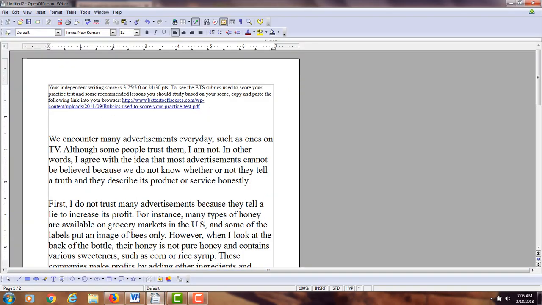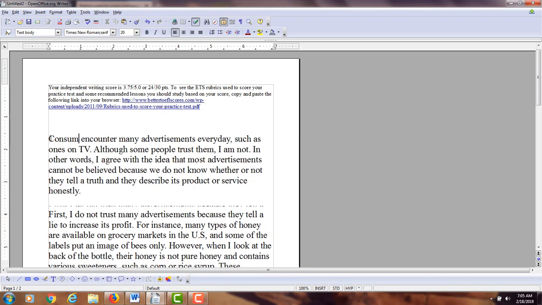Okay, let's look. So you say, we encounter many advertisements every day. Let's change this to consumers. Consumers encounter many advertisements every day, such as, maybe here, the ones on TV. Although some people trust them, I'm going to change this to do not, not am not. I do not trust them. In other words, I agree with the idea that most advertisements cannot be believed because we do not know whether or not they tell the truth.